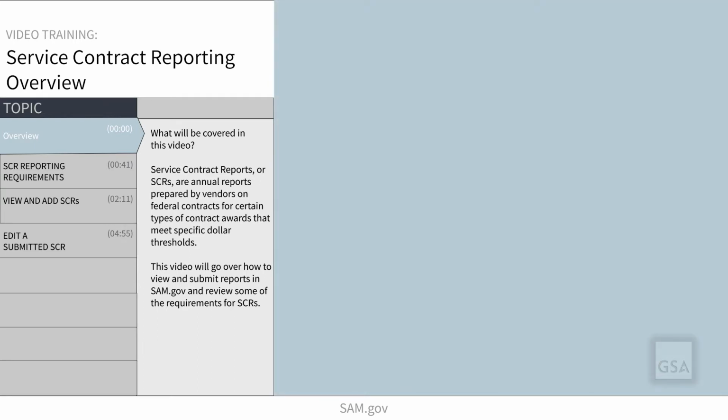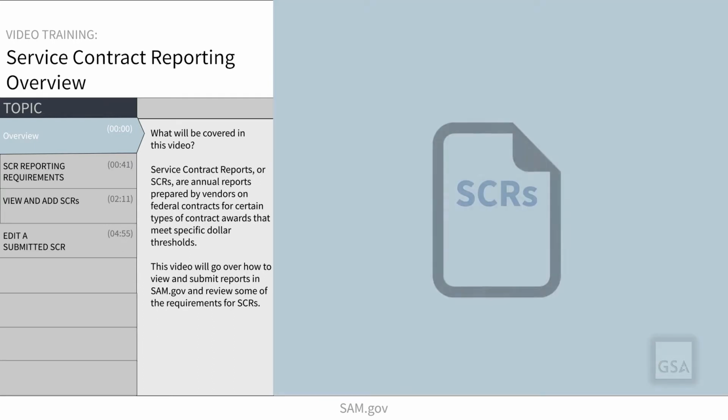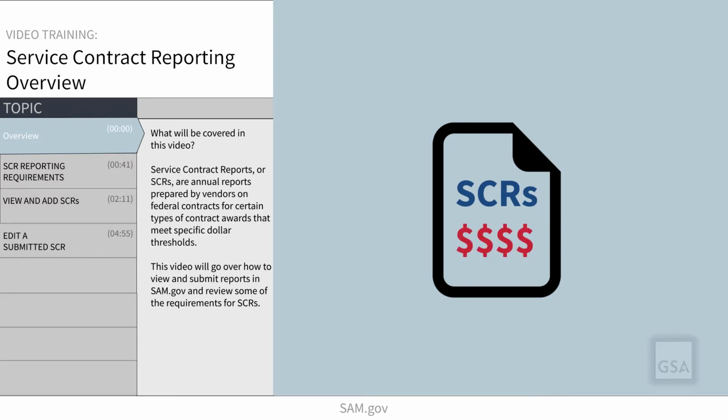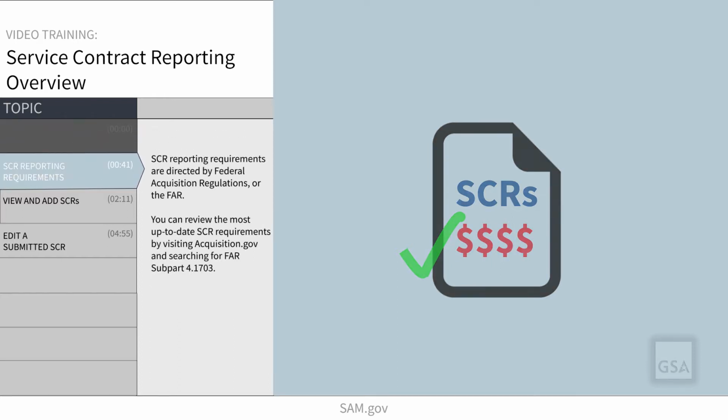Service Contract Reports, or SCRs, are an annual report prepared by vendors on federal contracts for certain types of contract awards that meet specific dollar thresholds. If you are a contractor with a federal award that meets SCR reporting criteria, this video will go over how to view and submit the reports in SAM.gov and also review some of the requirements for these SCRs.